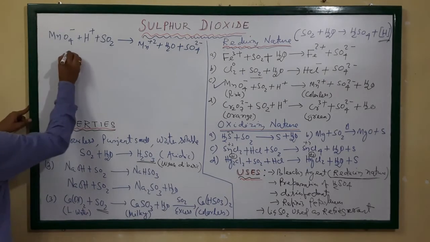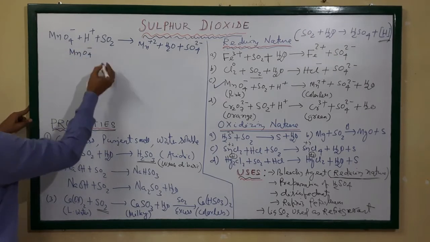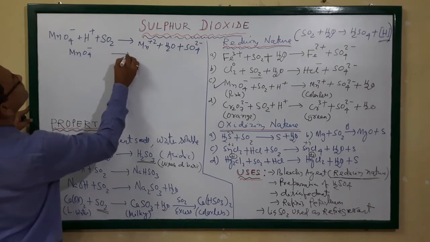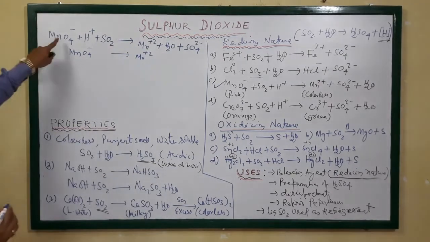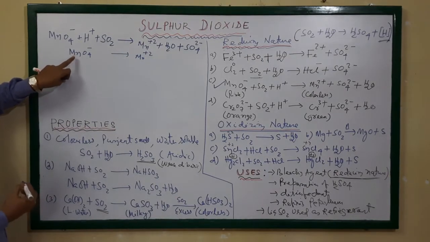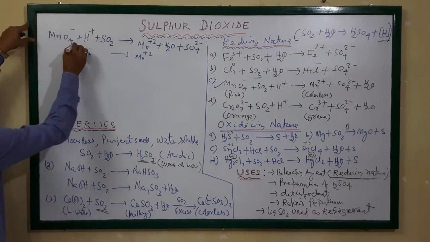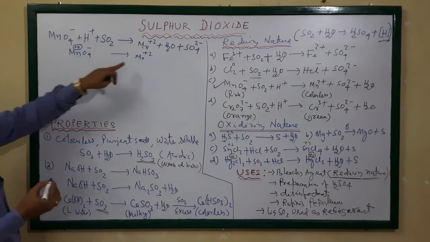First, take MnO4 minus and convert it to Mn2 plus as per the equation. This is the reactant, this is the product. Now, what is the charge of manganese here? Here the charge of manganese is +7, and here it is +2. +7 changes to +2.